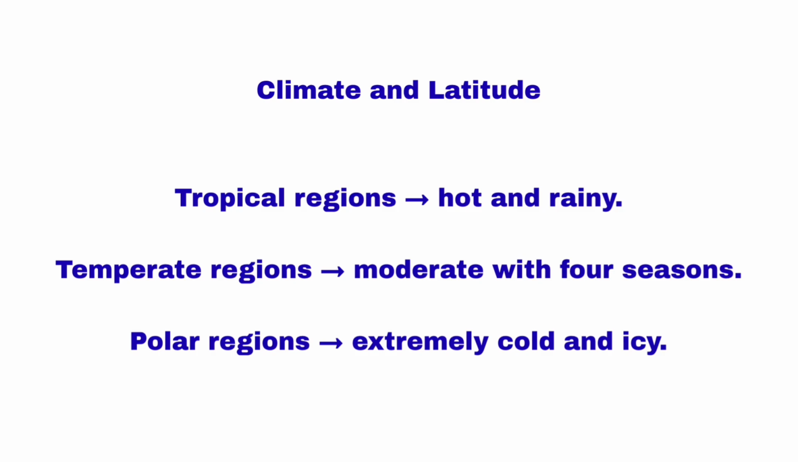Climate and latitude. Latitude is distance north or south of the equator. Its effect on climate: it determines how much sunlight a place gets. Tropical: direct sun, hot, for example Singapore. Temperate: slanting sun, moderate, for example London. Polar: slanting sun, cold, for example Antarctica. Farther from the equator, colder the climate.